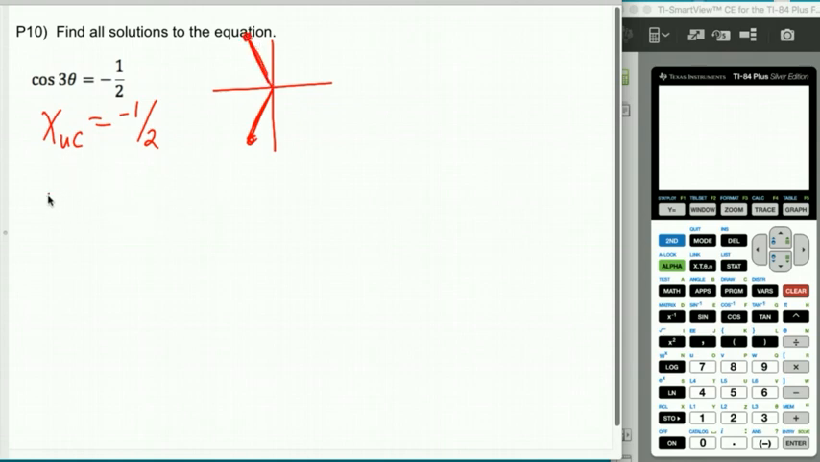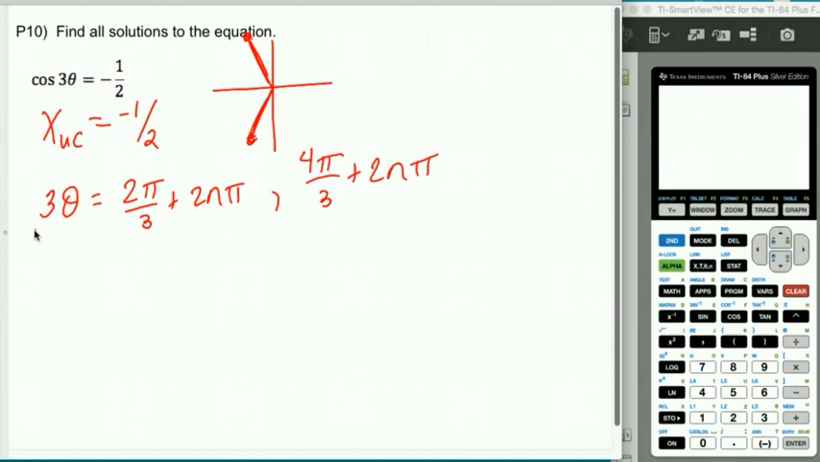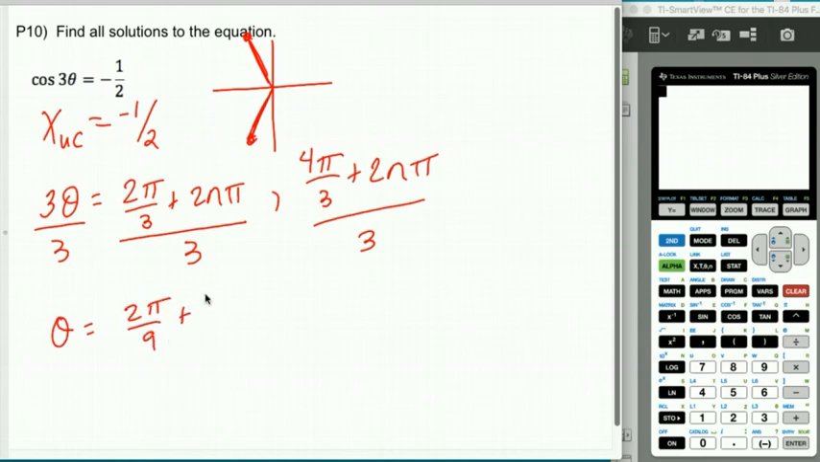So basically, I'm going to get that 3 theta equals either a 2 pi over 3 plus 2n pi, or a 4 pi over 3 plus a 2n pi. And then I'm going to have to divide the entire thing by 3. So I'm going to get that my theta is either a 2 pi over 9 plus 2n pi over 3, or a 4 pi over 9 plus a 2n pi over 3. And those are my answers.